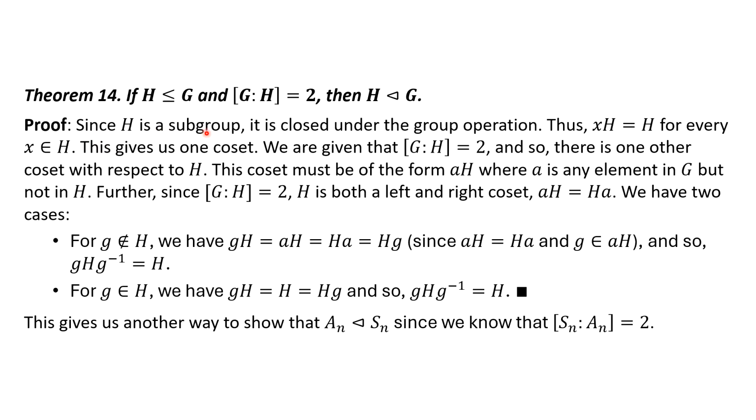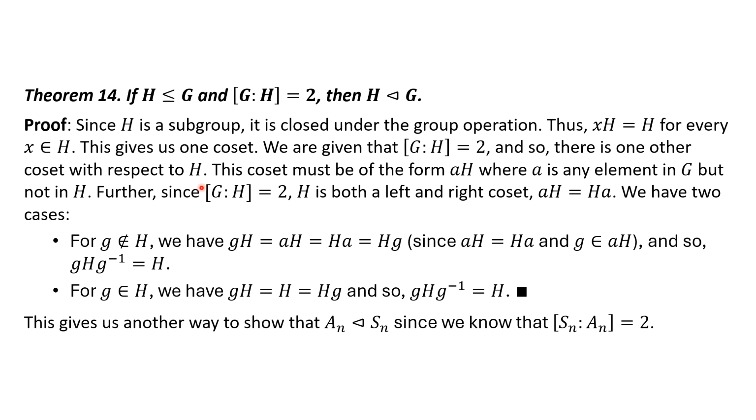Since H is a subgroup, it is closed under the group operation. Thus, x times H, x times every element in H, equals H itself for every x an element of H. This gives us one coset. And we know there's only two because the index is 2.